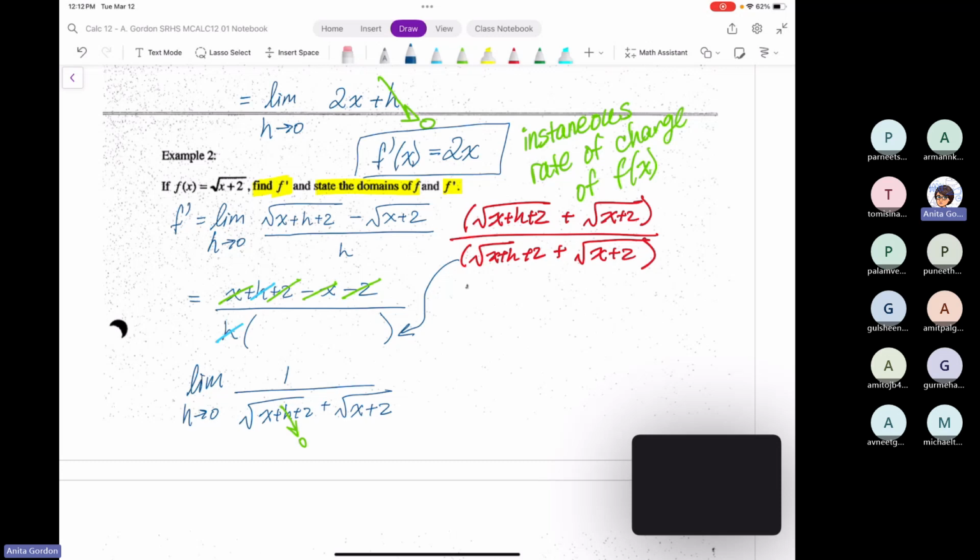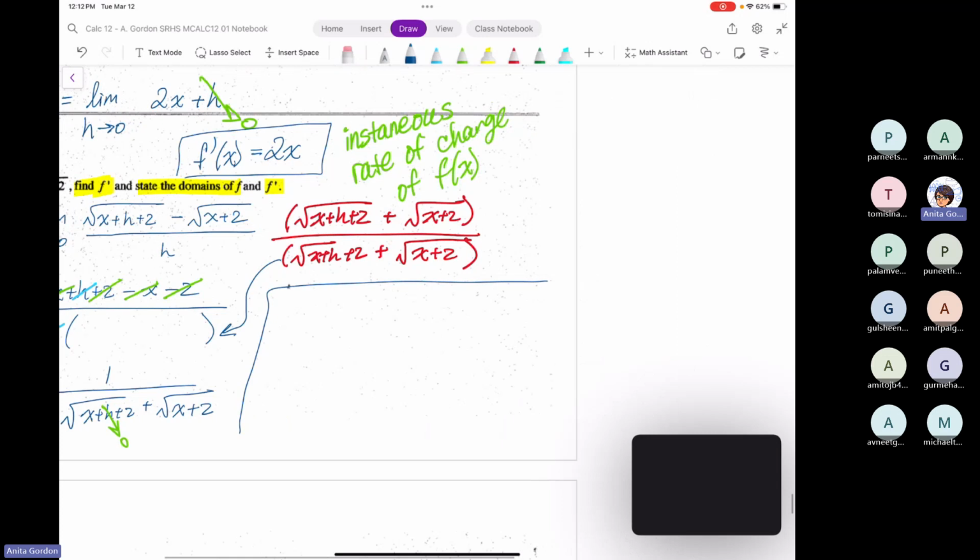So that means 2 times root x plus 2 in the denominator. Oops. Root x plus 2. This is f prime. This is f.